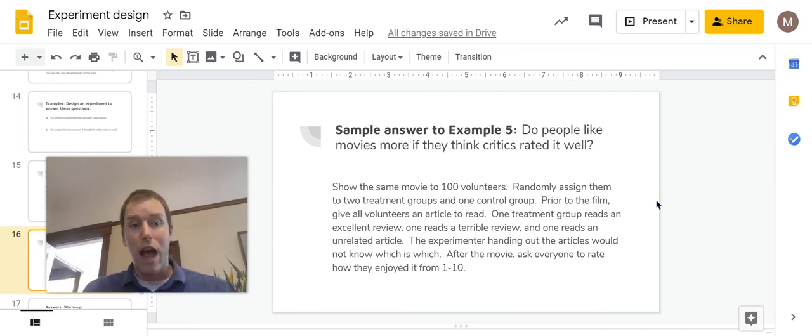So there you go. There is how to design a good experiment. Hopefully that's helpful, and best of luck on your assessment this week.